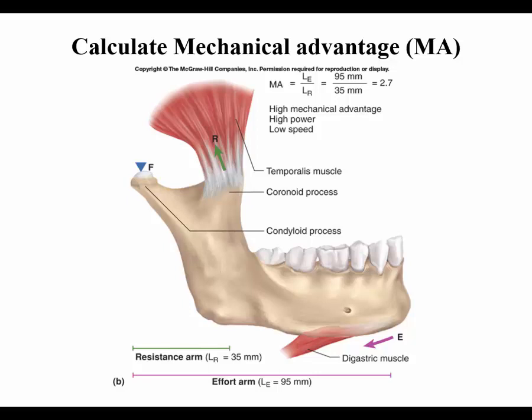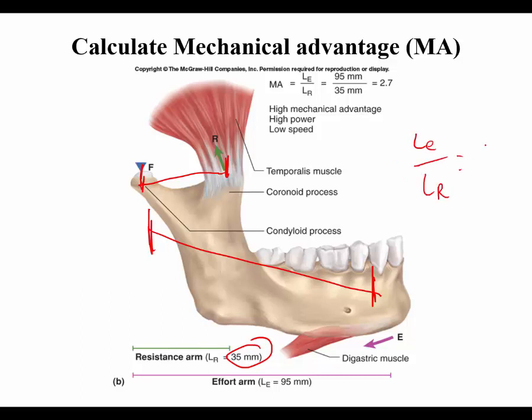And this is showing you another example right here. It's showing you what's the distance from my fulcrum to resistance right here. That's that distance, and they're saying it's 35 millimeters. What's the distance from my fulcrum to my effort right here to here? And they're saying it's 95 millimeters. Now it's LE over LR. That's what it is. So that's going to equal 95 over 35, which is about 3. I can't do that in my head. Well, actually, they did it for me right here. 2.7. So that's 2.7. Definitely greater than 1. So this is a high power, low speed lever.